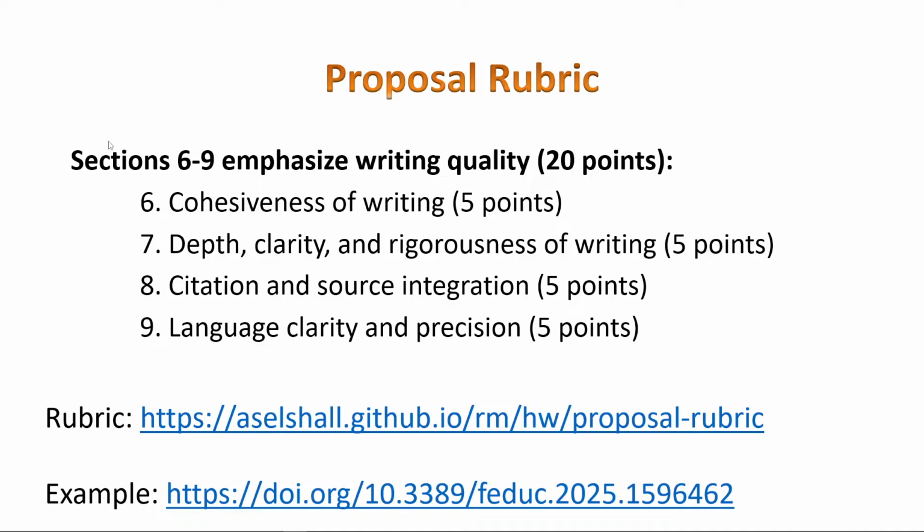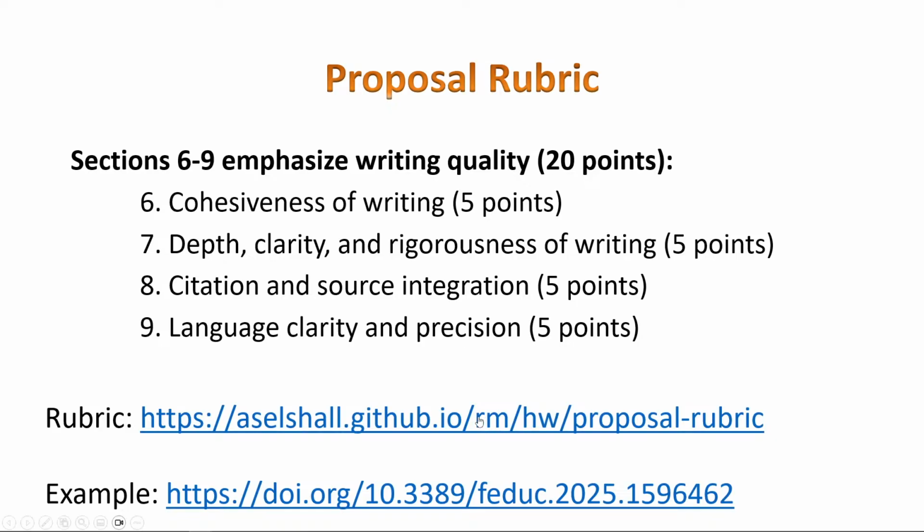And okay, so you see here 20% of the final grade of your proposal depends on the writing quality. So 5 points would be on the cohesiveness of writing, 5 points would be depth, clarity, and rigorousness of writing, 5 points on citation and source integration, and 5 points on language clarity and precision. So let's look at the rubric.